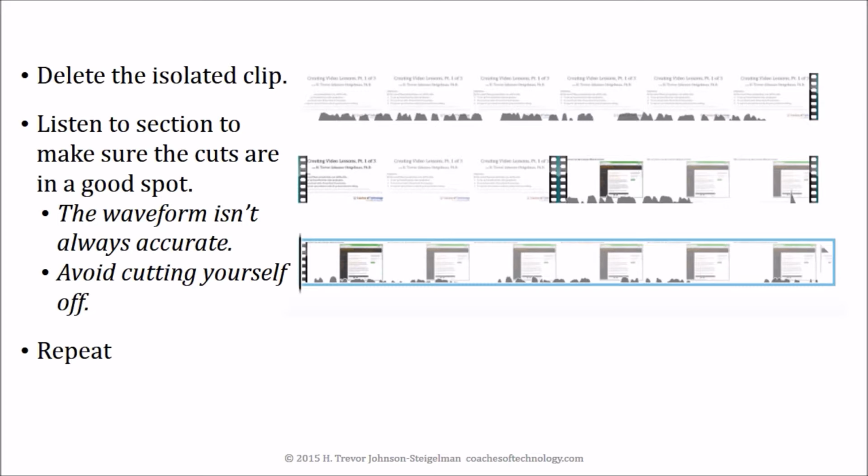Okay, so you're going to do this. This was the mistaken area. I would get rid of each of these clips, and then I would move on to the next spot. So you're going to repeat this process over and over again all the way through your video.